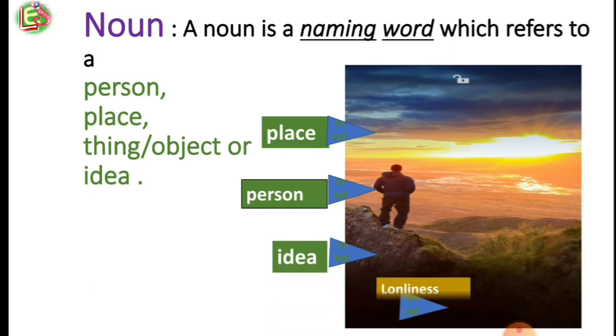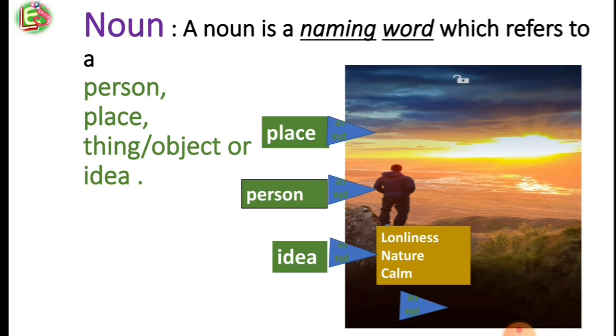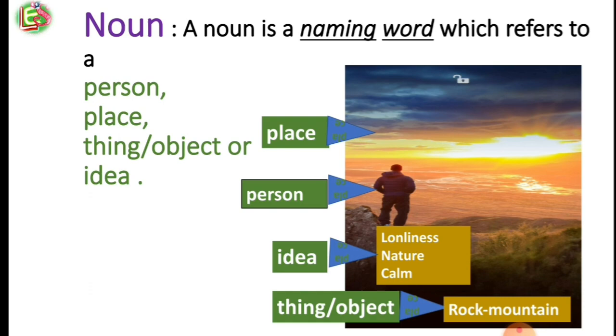Idea, which are generally the scene is of nature, calm. This is the idea, and even we use certain naming words to indicate idea. Things or objects we can mention by noun. For example, in the picture we generally observe rock and mountains. So, noun is known as main part of speech.